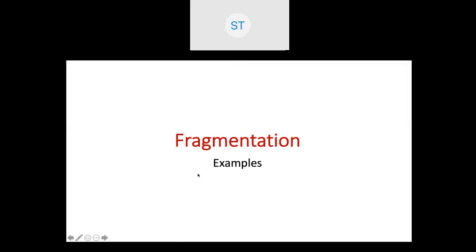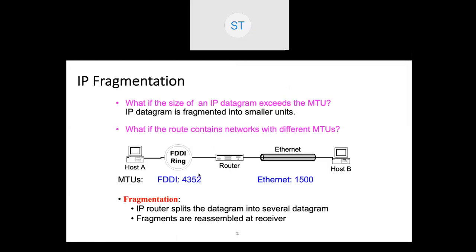So this packet handling capacity of the network is called MTU, maximum transmission unit. If the size of the IP datagram exceeds the MTU, then the IP datagram gets fragmented into multiple parts. There is a certain rule for fragmentation that we will discuss. For example, the FDDI network has an MTU of 4352, whereas Ethernet has an MTU of 1500. So the packet as it is will not travel in the other network. That's why we need to fragment this.